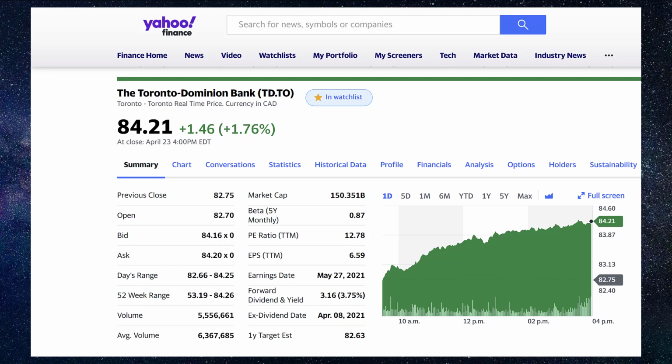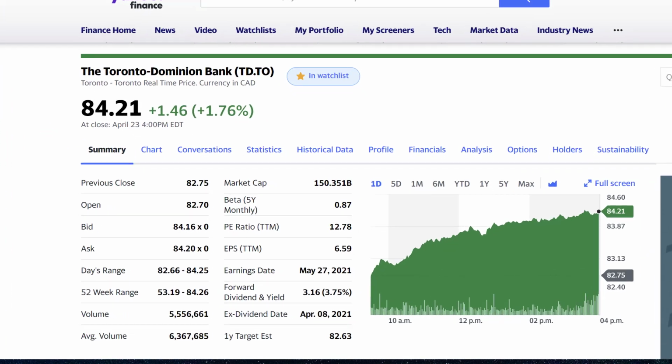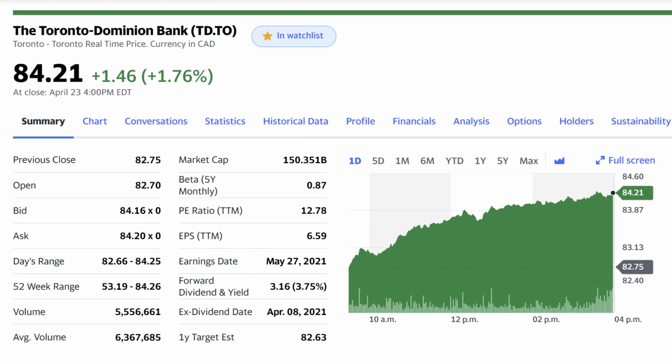We're currently looking at the main summary page when it comes to Yahoo Finance, and I'm currently looking at TD Bank or Toronto Dominion Bank, just as an example. This main summary page alone provides a great snapshot or overview of a company.